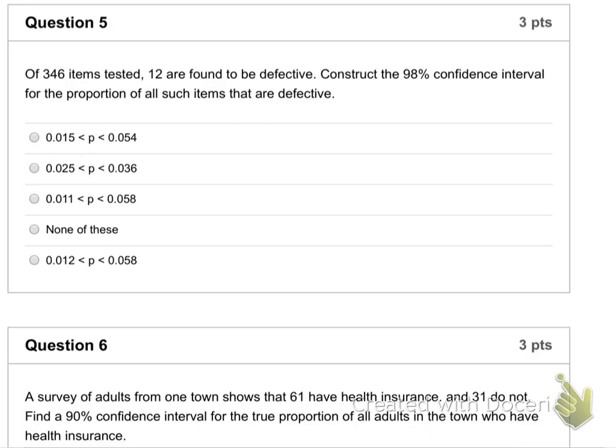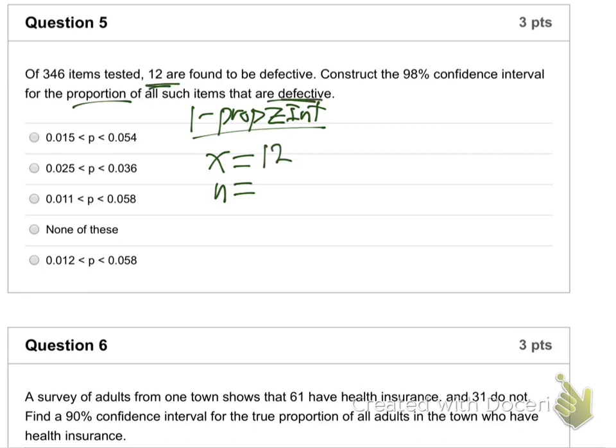So I'm going to do 1 prop Z interval. And when you do, it asks you for X and N. So what is X? Yeah, see how we're trying to find the proportion of defective? So that'd be the 12. 12 are defective, 346 items total. That good?